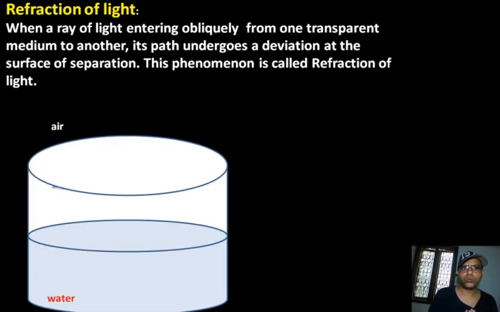Now it is time to define refraction. When a ray of light enters obliquely from one transparent medium to another, its path undergoes a deviation at the surface of separation. This phenomenon is called refraction of light.